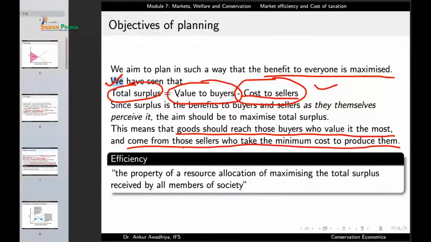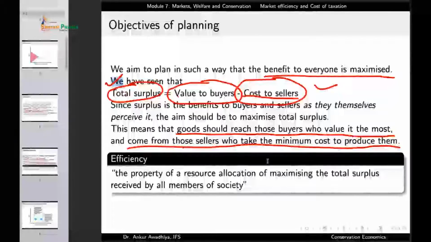And this brings us to the point of efficiency. Efficiency is the property of a resource allocation of maximizing the total surplus that is received by all members of the society. So we will say that the market is working efficiently when it is allocating resources in such a manner that the total surplus is maximum. And we have seen that the total surplus is maximum when goods go from the sellers that take the minimum cost to produce them to the buyers who value them the most. So in that case, the total surplus is maximized, and then we say that the market is working in an efficient manner.